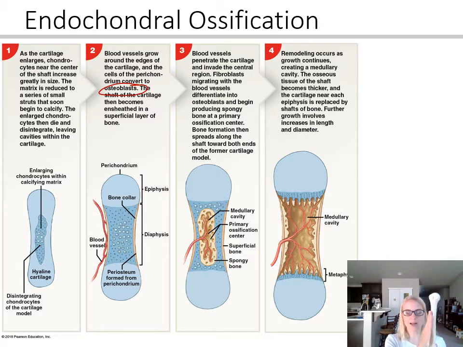So it starts laying down actual bone tissue, not cartilage, around the outside edge of the diaphysis. And sometimes this is called the bony collar. Okay. Then we get that blood supply that was, so now we're moving on to step 3.